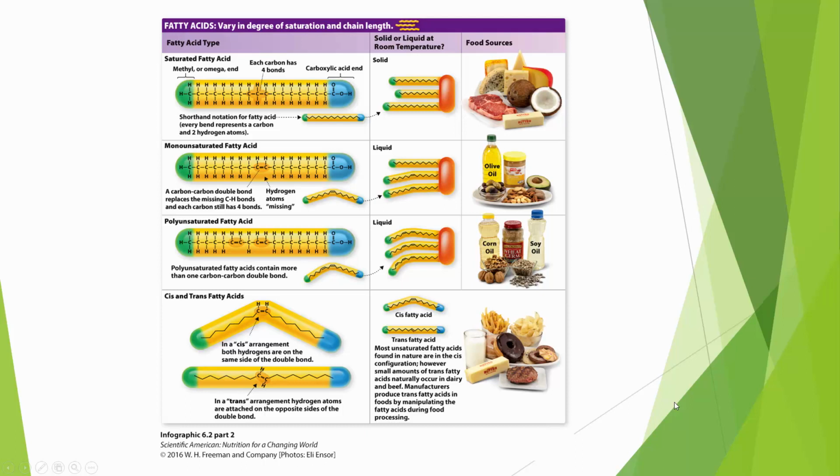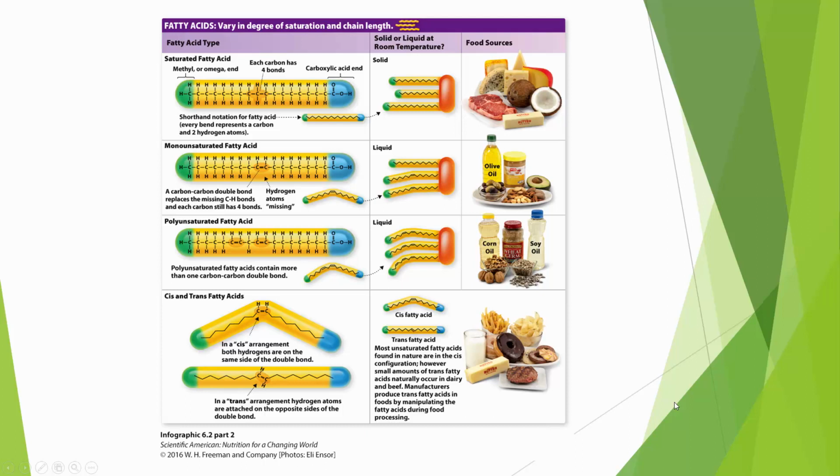If you look at the top, the cis arrangement is both hydrogens are on the same side of the double bond, and when it comes to trans arrangement, the hydrogens are on opposite sides of the double bonds. Now, again, if you're not a chemistry person, that may seem insignificant to you, but what it does is change the way they can configure and really pack together, essentially.